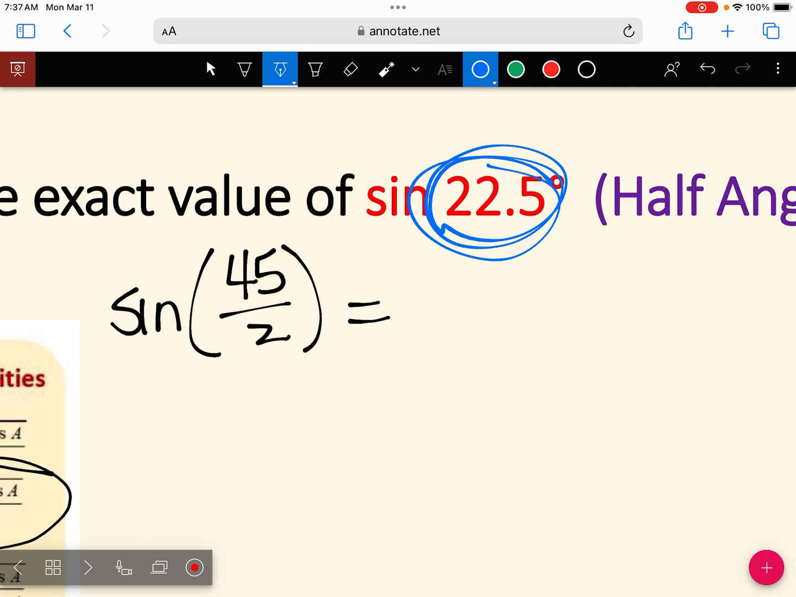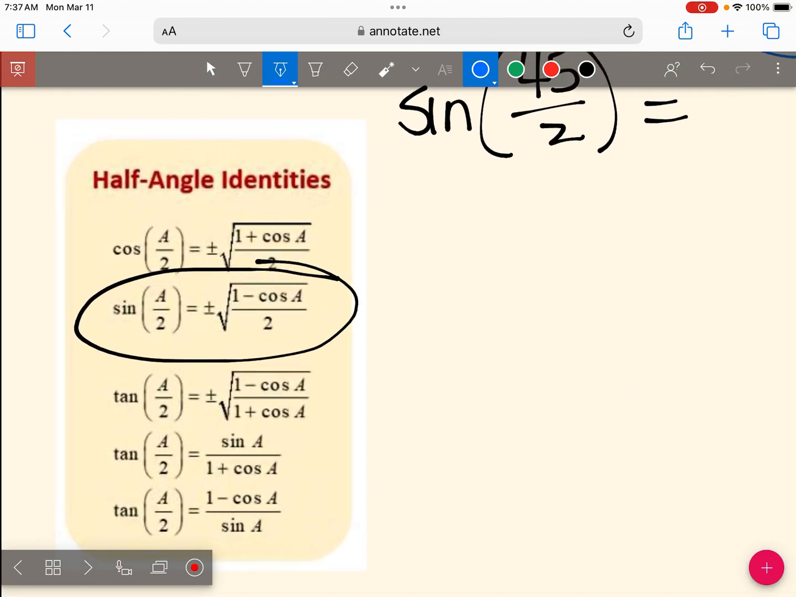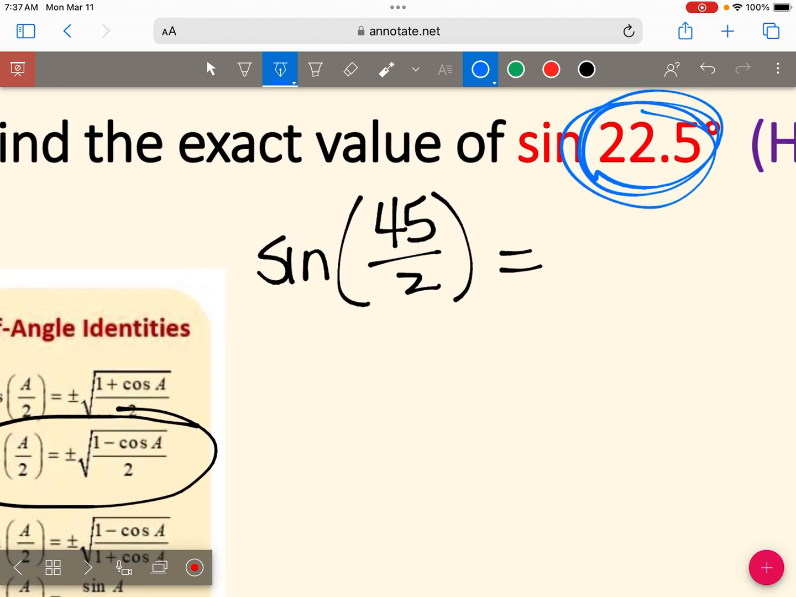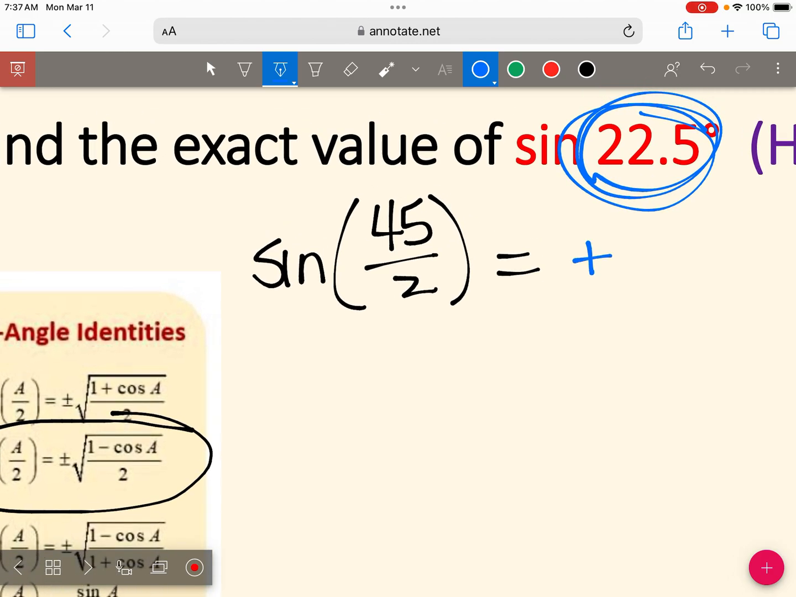22.5 on our unit circle. Show me with your finger. What quadrant is the angle 22.5? Is sine positive or negative in that quadrant? Positive. So even though it says positive or negative, we know that it is a positive answer. So when we write our identity, it's going to be positive.